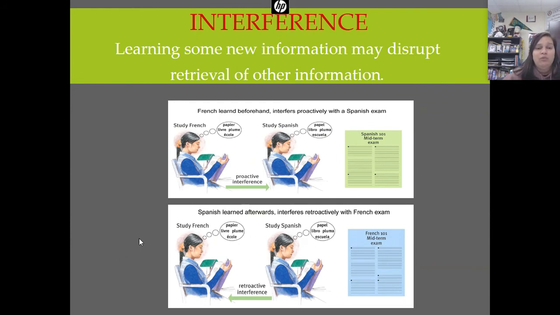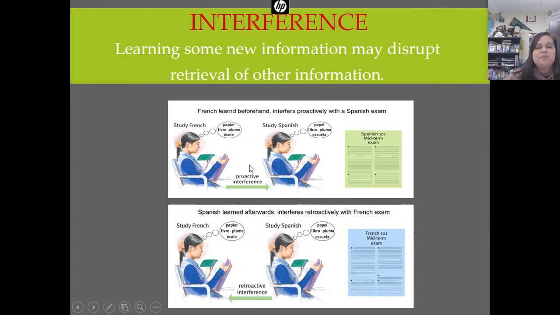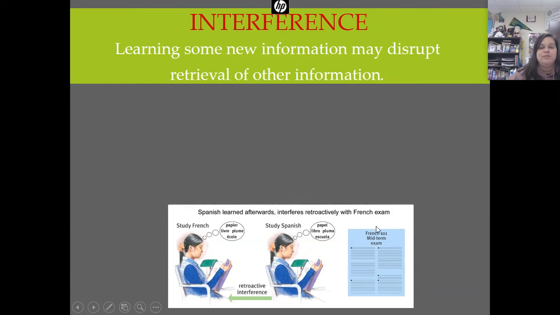Another reason why we forget things is because of interference. Sometimes learning some new information can interrupt or disrupt retrieval of other information. With proactive interference, you can't remember the new stuff because the old information is interfering. And with retroactive interference, you can no longer remember the old stuff because the new stuff is interfering.